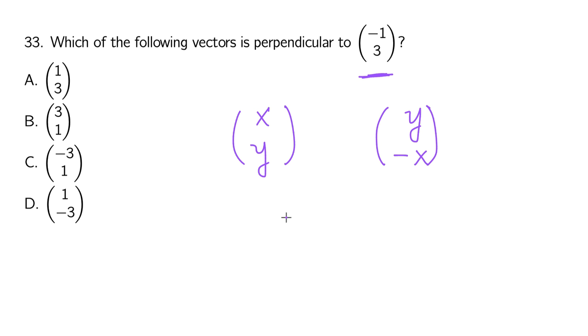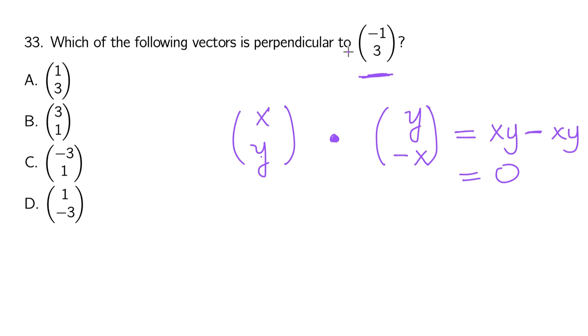So if you have this at the back of your mind, you know that somehow we must flip 3 and minus 1, and we must negate something. If we find the dot product, let's just confirm. So if we find the dot product here, what do we get? We get x times y, which is xy, and then plus y times minus x, but y times minus x is also xy. So this is indeed 0. So that's the idea we want to use.